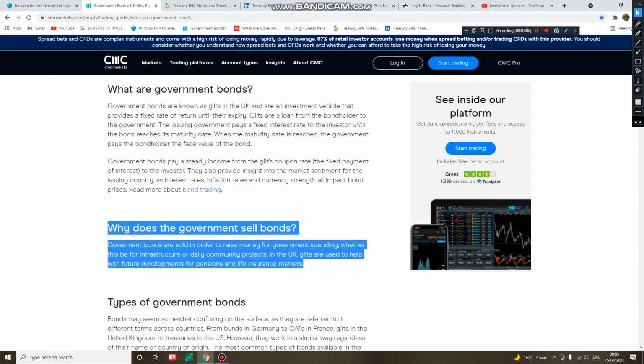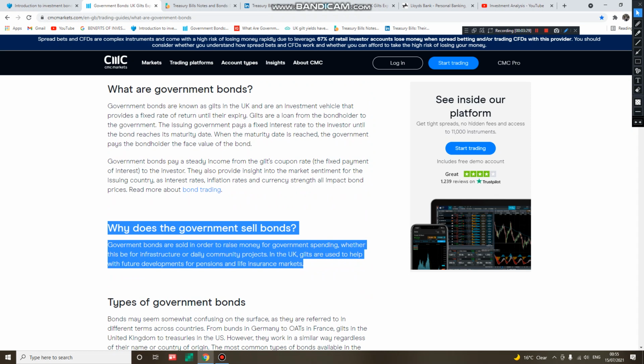Meanwhile, this is key. Please listen to this. To inform you, from bonds in Germany to OATs in France, bonds in Ghana, bonds in Nigeria, gilts in the United Kingdom to treasuries in the US, they all work similarly, regardless of their name or country of origin.